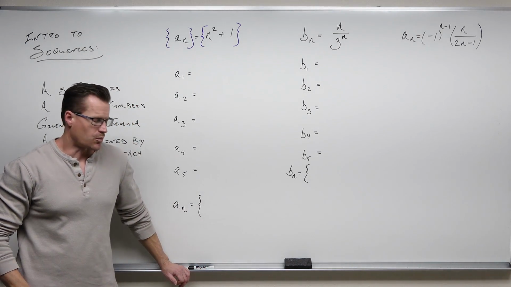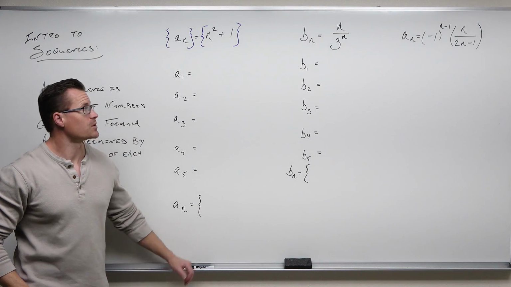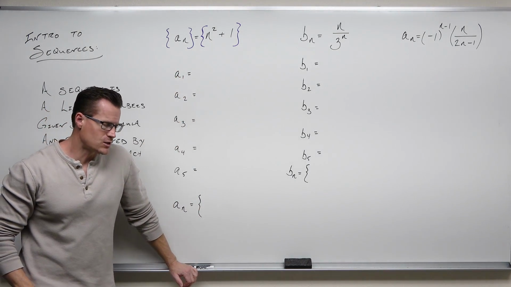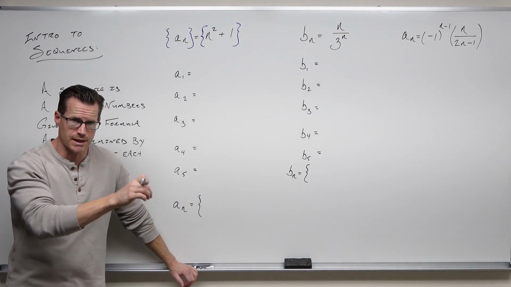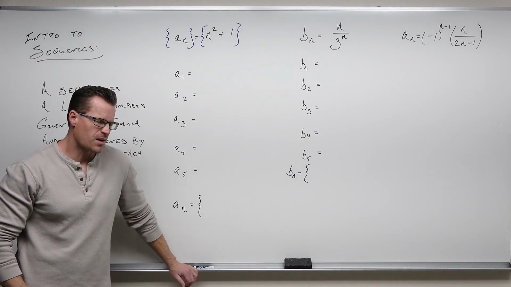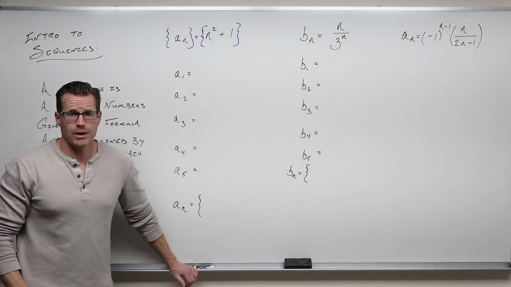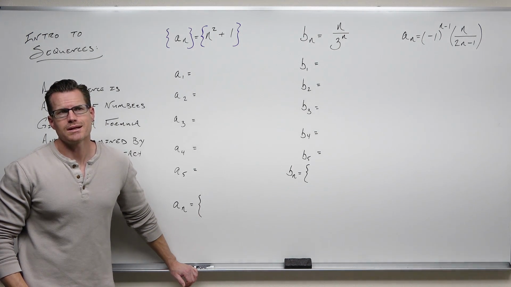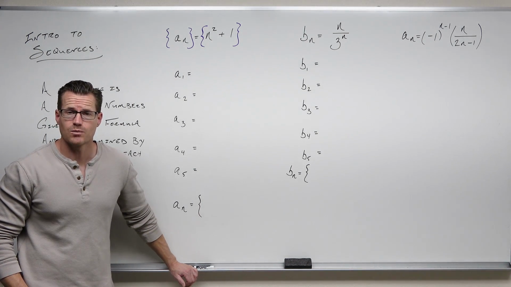So let's go ahead and jump right into it. A sequence is a list of numbers given by a formula, and if you want to find any term, you just plug in the subscript or the index of whatever term you want to find. So we're going to find the first 5 terms. We'll talk a little bit more after that, but we're going to go ahead and practice right now. So let's say we wanted to find the first term, a sub 1.